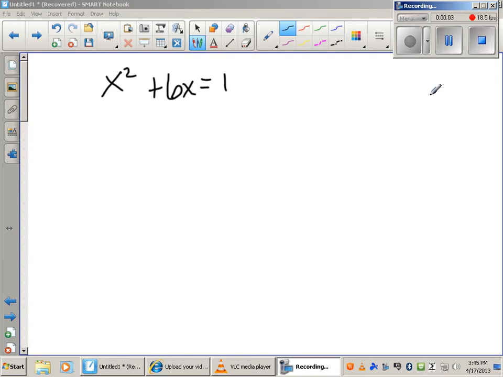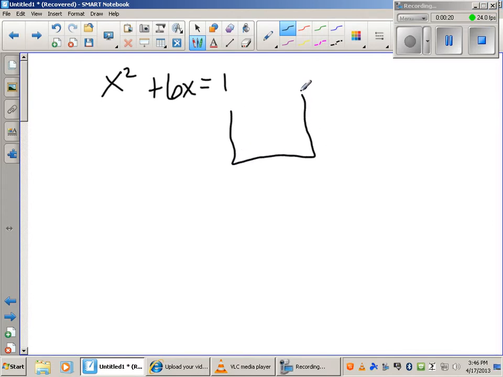We're going to start with this first equation here. We're going to solve this by completing the square. So this is already ready for us. We're going to start by drawing the square. Okay, and then we're going to put our x here and x here to give us the x squared.